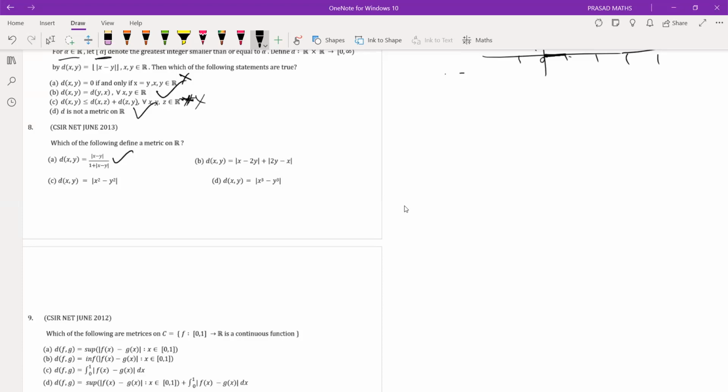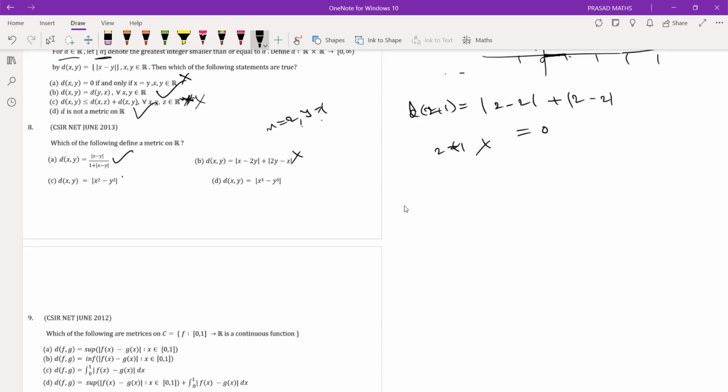If you take x equals 2, there is no problem because the modulus is there. Take x equals 2, y equals 1. What happens? The distance between 2 and 1 is 2 minus 2, which is 0. The distance between 2 and 1 is 0, but 2 is not equal to 1. Therefore, it fails to satisfy the second property, so it is not a metric.